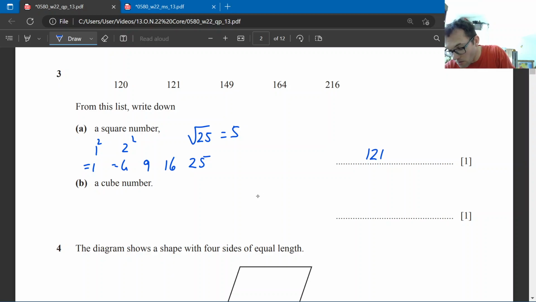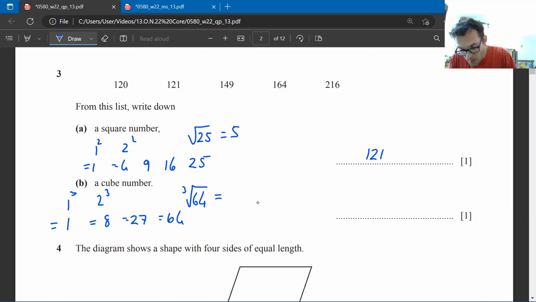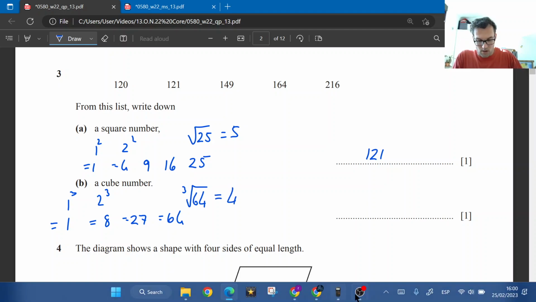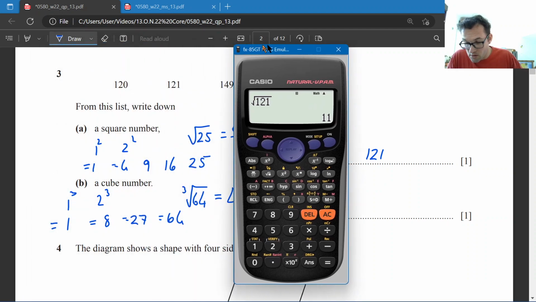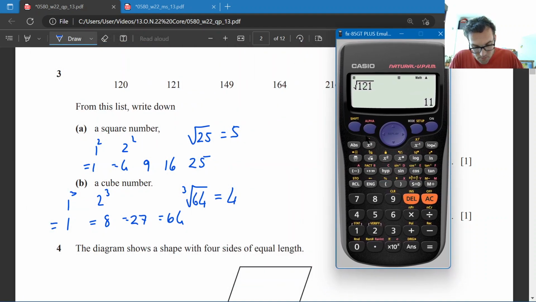Cube numbers are when we multiply a number by itself 3 times, like 1 times 1 times 1 is 1. 2 cubed, 2 times 2 times 2, is 8. Then 3 times 3 times 3 is 27. 4 times 4 times 4 is 64. Again, if you don't know your cube numbers, you can do the opposite of cube, and that's cube root. For example, the cube root of 64 is 4. Not 8, it's not square root, it's cube root. So cube root of 64 is 4.